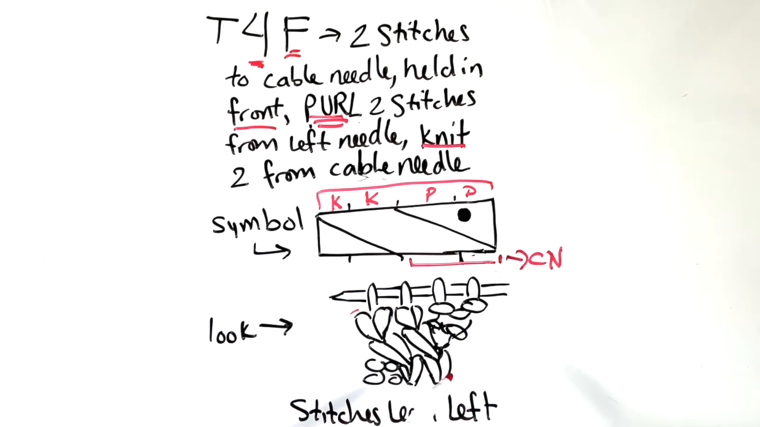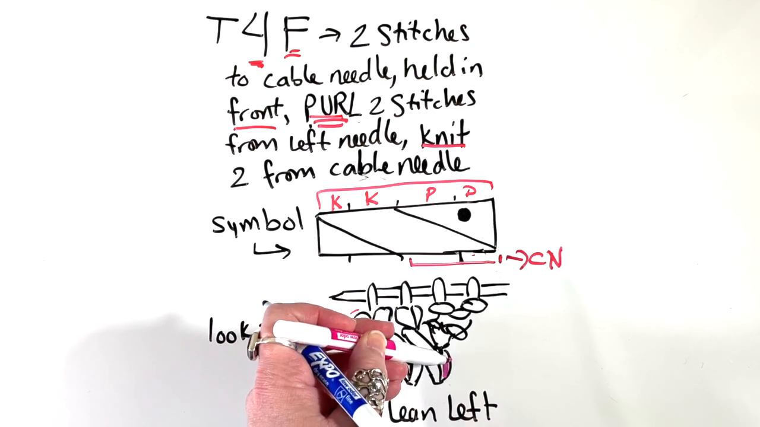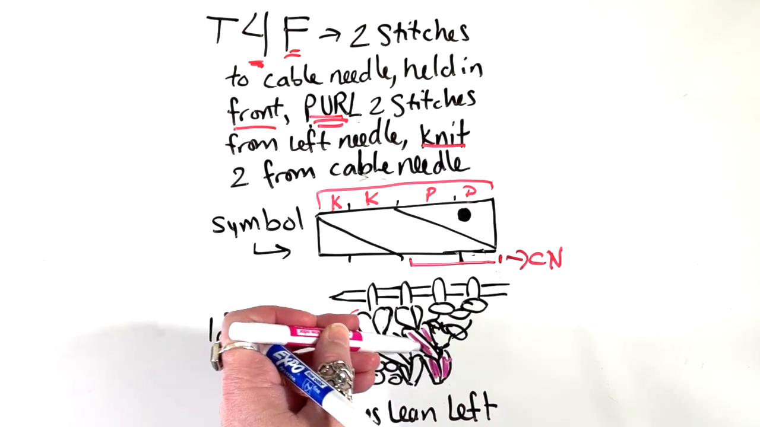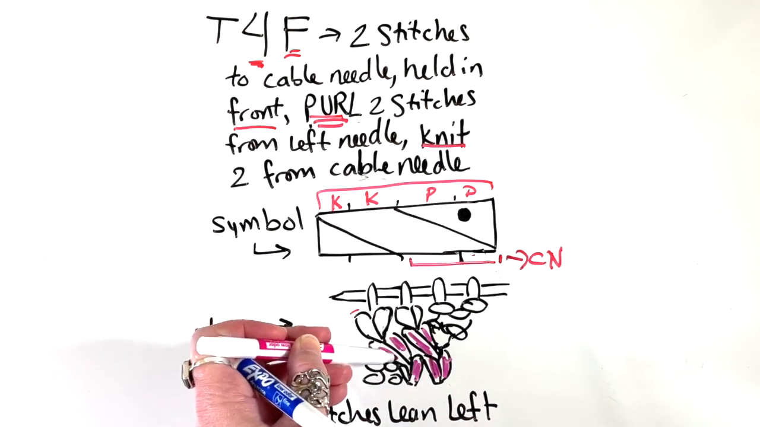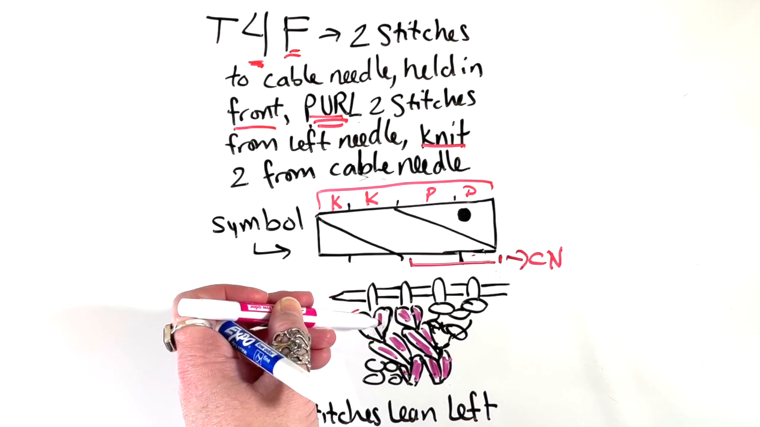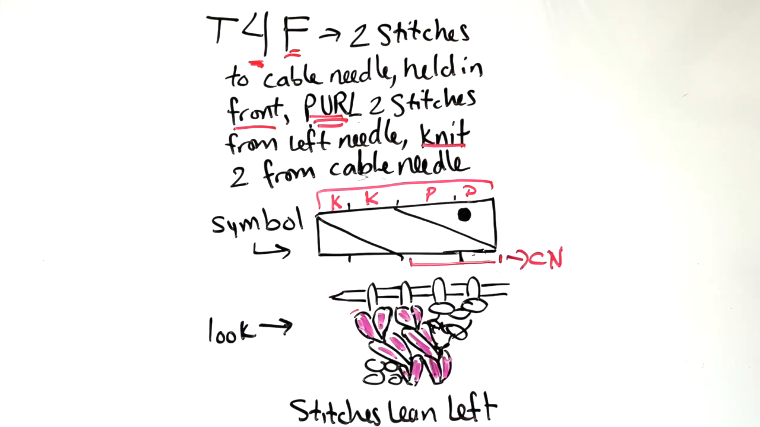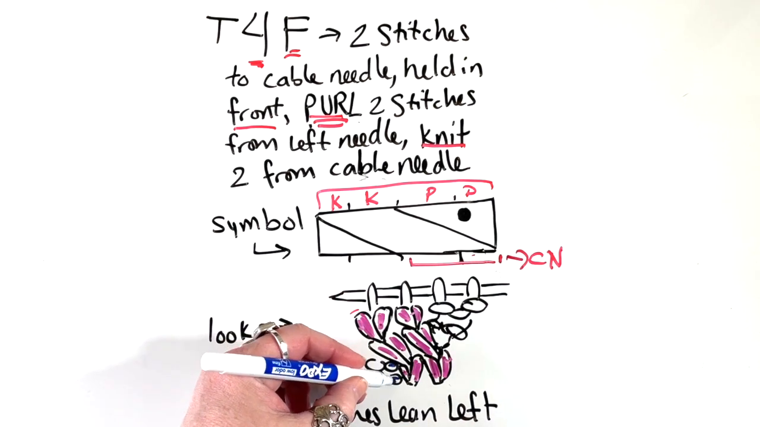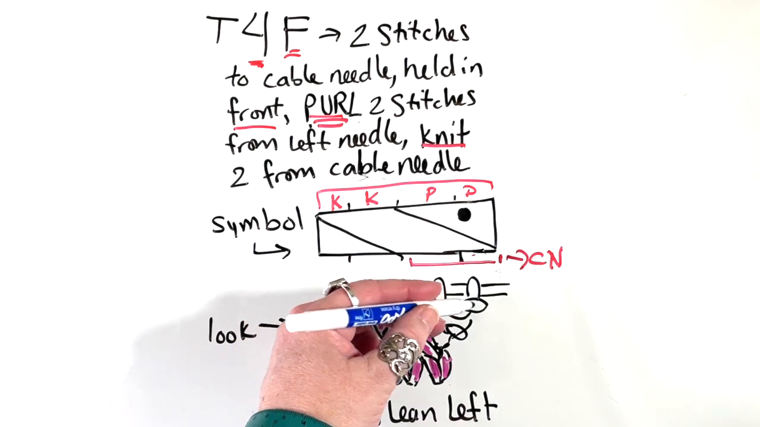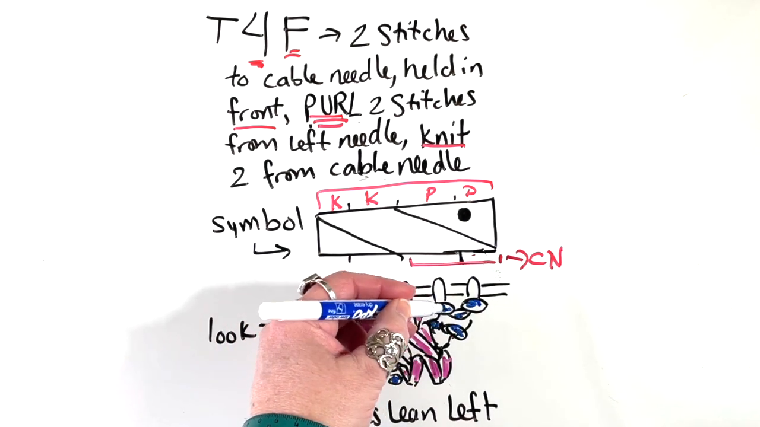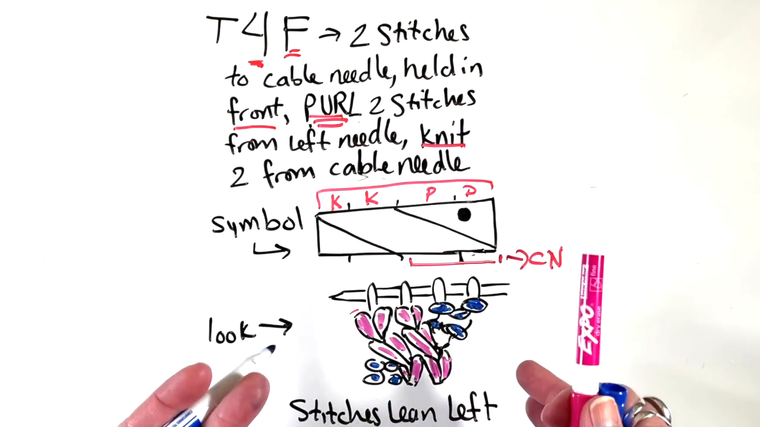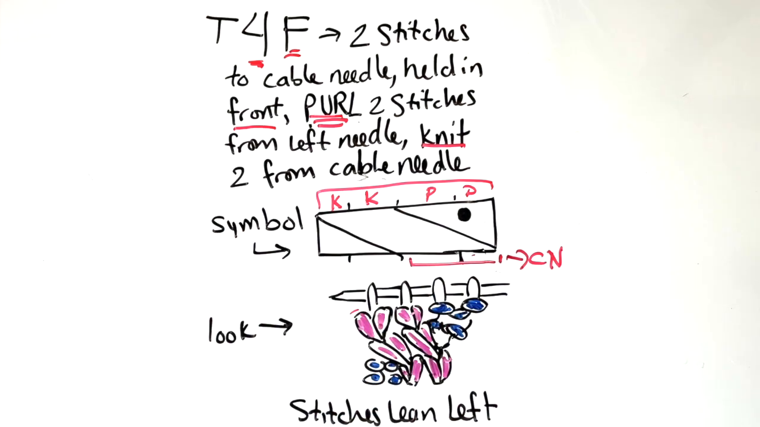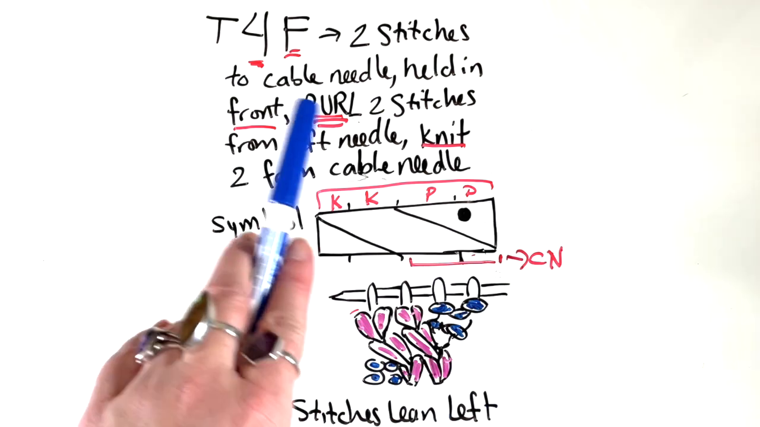It will lean to the left. It will lean in the opposite direction of the T4B we just talked about. And in this situation, our pink guys will cross over and lean left, while with the purl stitches, often it will just look like they are hunkered down low and that the knit stitches just float above them.